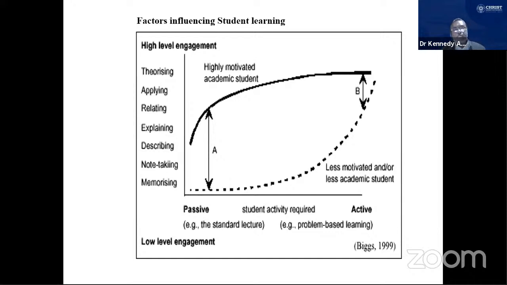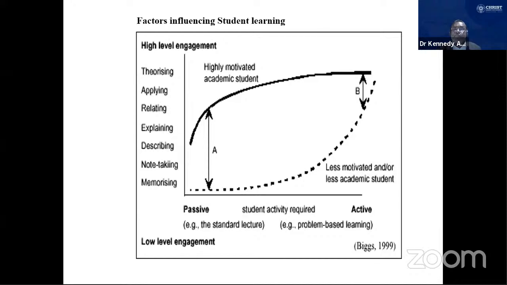I'm not going into the deconstruction of the graph, but my idea is just to tell you now: how do you get a high level of engagement? It happens, for example, on the high level of engagement, if you're theorizing, note-taking, explaining. Now you find it on the lower end of the continuum, say, for example, the standard lecture. But then on the other side, when it's problem-based learning, which is inquiry-based, when it's active, right?